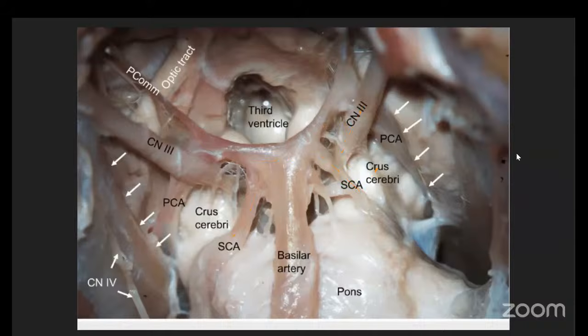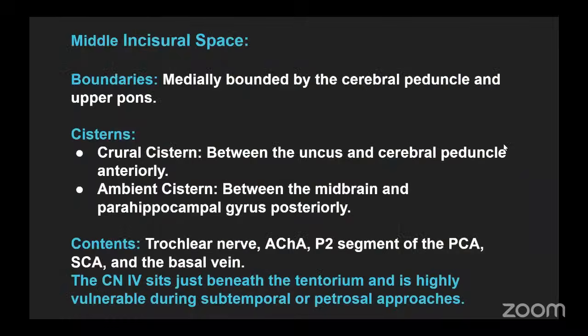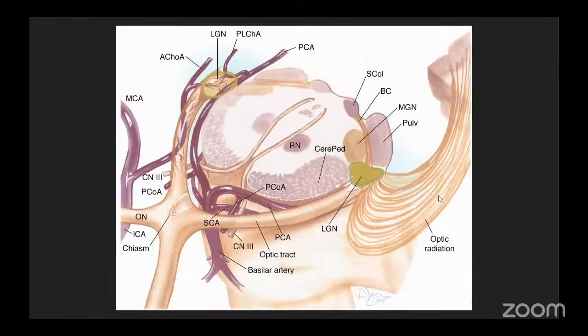Let me move to the next slide. The middle incisural space is a really interesting area because medially it is bounded by the cerebral peduncle and the upper pons. Let me show you the region here. It's easier to teach on the diagram than on the text. So what do you see here?